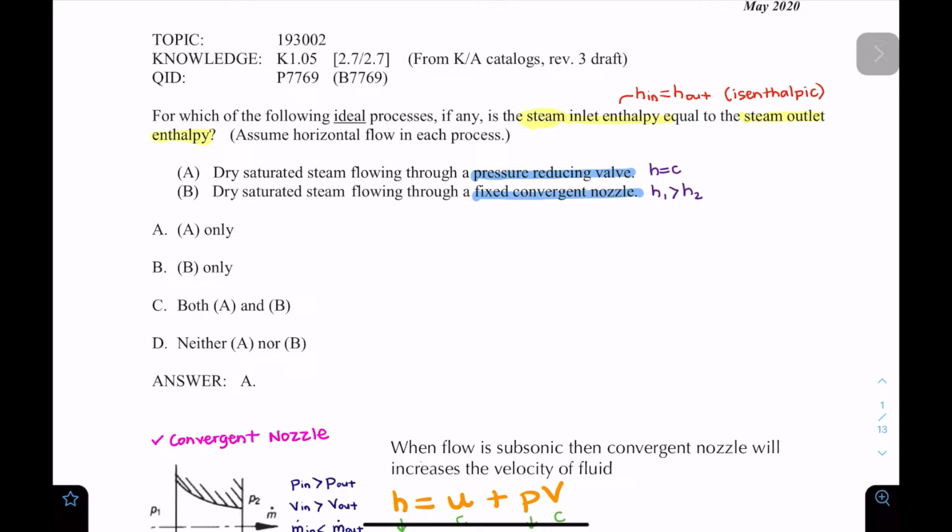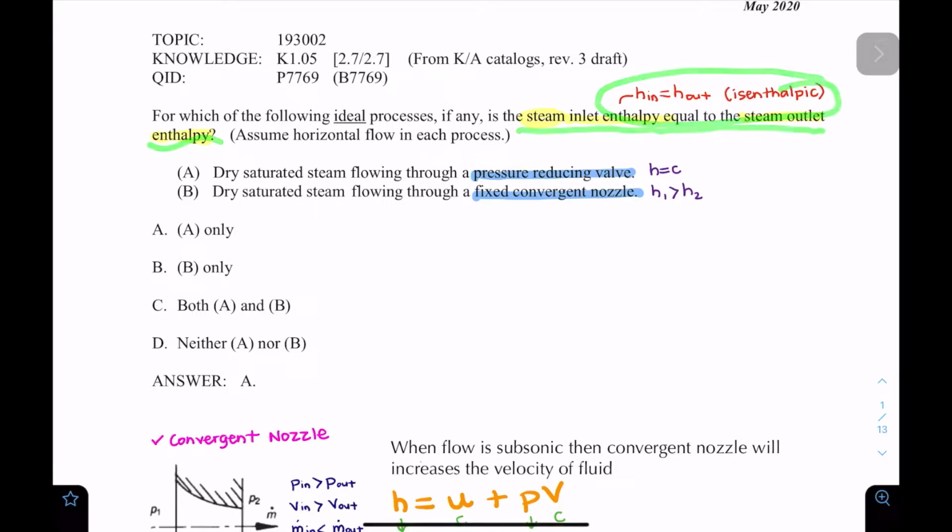Well, we are now on the section 183002. So let's go over these 4 questions that we're given here. The first question is question P7769, and it's asking: for which of the following ideal processes, if any, is the steam inlet enthalpy equal to the steam outlet enthalpy?